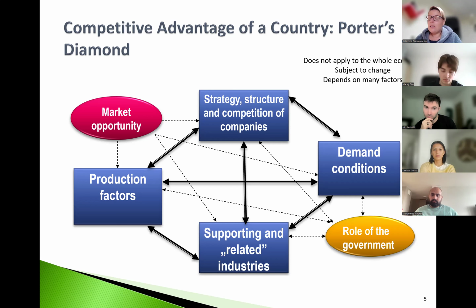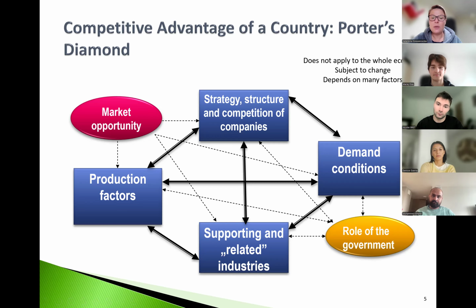What else helps? It helps if your customers are quite well off. It helps if the demand is fairly sizable. So these are the elements that contribute to this aspect of competitive advantage. Then we have the presence of what we call supporting and related industries.